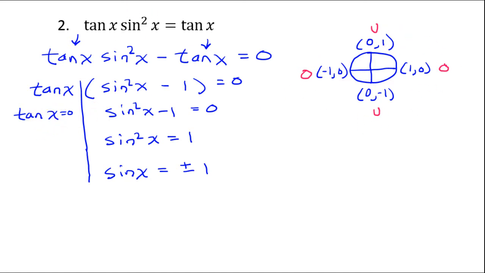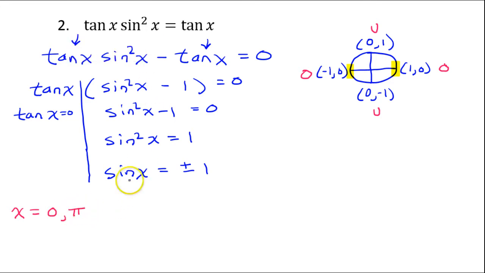So where is tangent 0? Tangent is 0 here and here, as you can see. So that's going to give me my first two solutions. So I will have x is equal to 0 and pi. So I have 0 and I have pi so far.